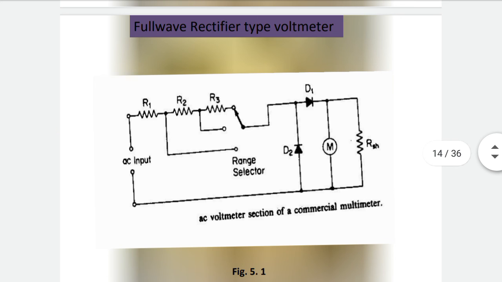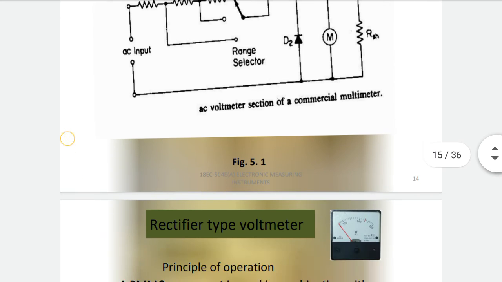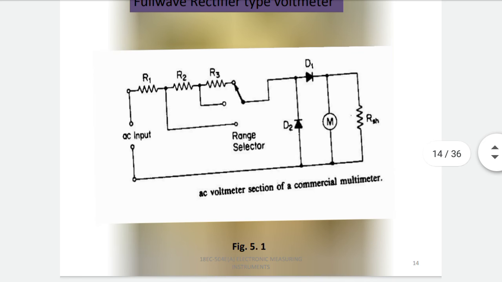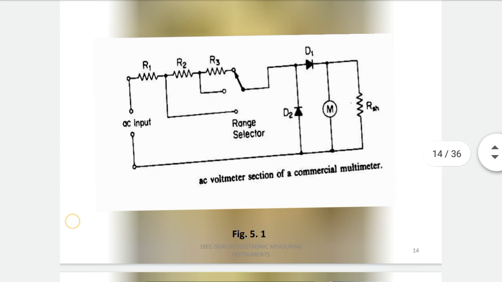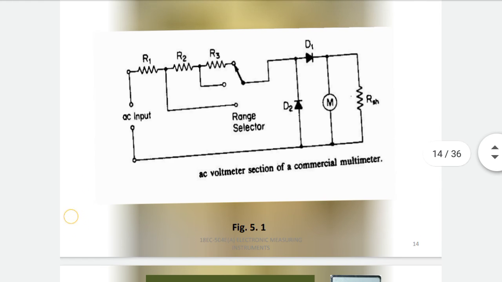Now coming to the other type, that is a full wave rectifier type of voltmeter. You can see R1, R2 and R3. These three are the multiplier resistances. D2 is shunted by the meter, and D1 is the diode.